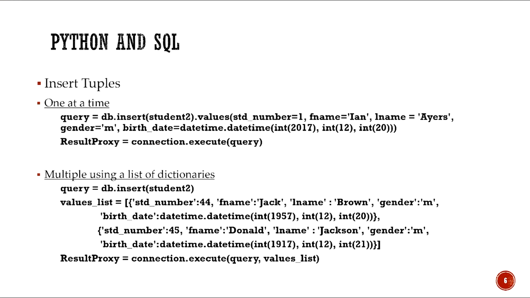The next step is to insert tuples. Now we have 2 strategies. We can add 1 tuple at a time. That's what we have been doing so far. Or we can add multiple tuples using a list of dictionaries. So let's start with the first strategy, 1 tuple at a time. So we define a variable here named query. We call SQLAlchemy db.insert as a function, and then we specify which table, and in this case it is student2.